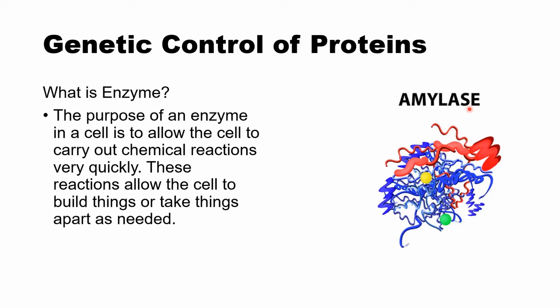To quickly differentiate an enzyme from other substances, like other hormones, usually there is ASE at the end of the name of an enzyme. So, amylase, ganun.